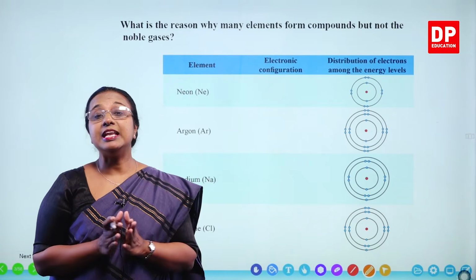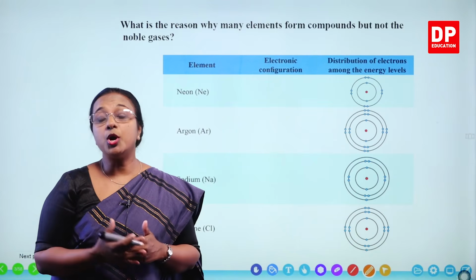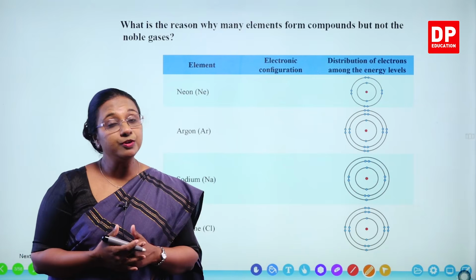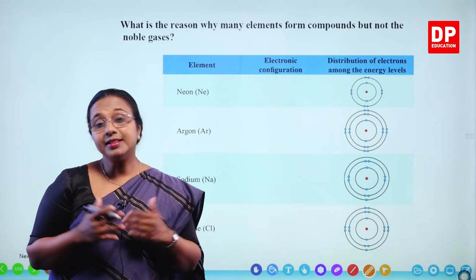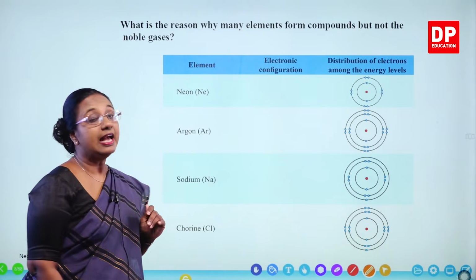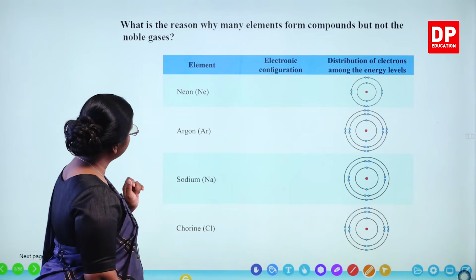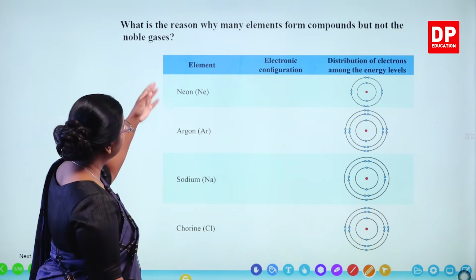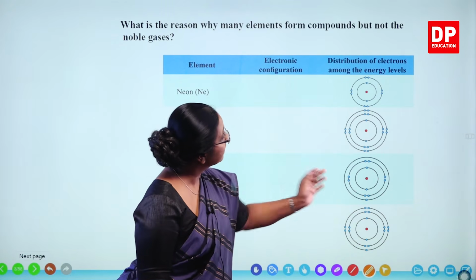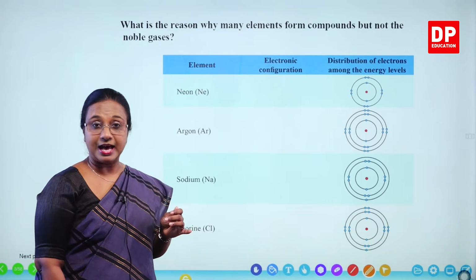So they are there in nature as single atomic gases, or what we call monoatomic gases, because they don't react that much and they don't form compounds. Why are they like this? We will try to answer that question using the electronic configuration of some elements. Now look at this table that is given in your textbook. We have the elements here, then we need to write the electronic configuration, and the distribution of electrons among the energy levels is shown in the diagram.